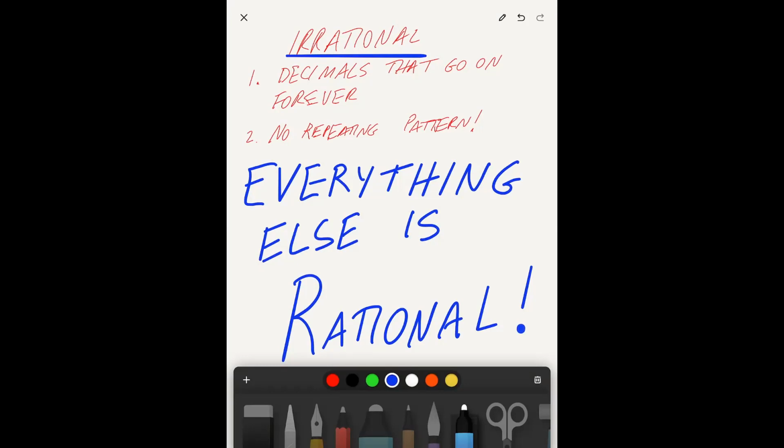All right. The next thing is, even if the decimals go on forever, they cannot have a repeating pattern. So it has to have decimals that go on forever, that's one, and it cannot have a repeating pattern. If those two things are true, then the number that we're dealing with is irrational. Everything else that we see in this class will be rational. So you just need to be able to look at a number and say that's irrational or it's not irrational. If it's not irrational, then it must be rational. Okay, so let's just look at a couple examples.